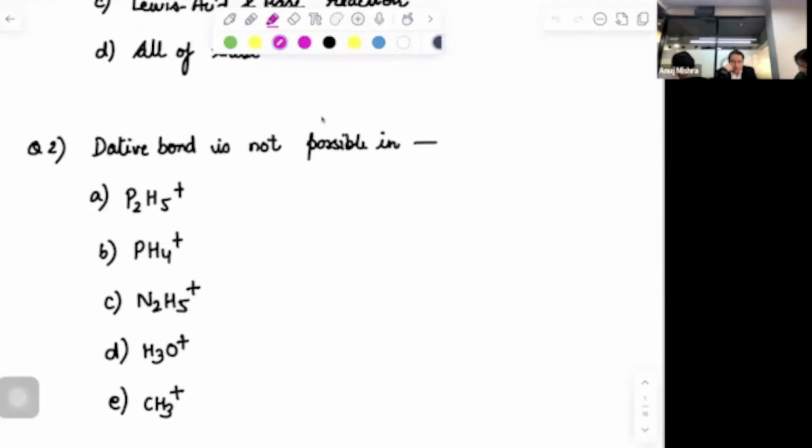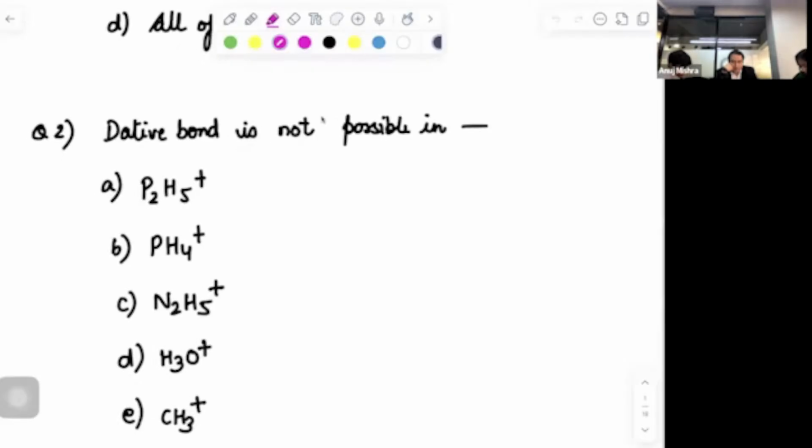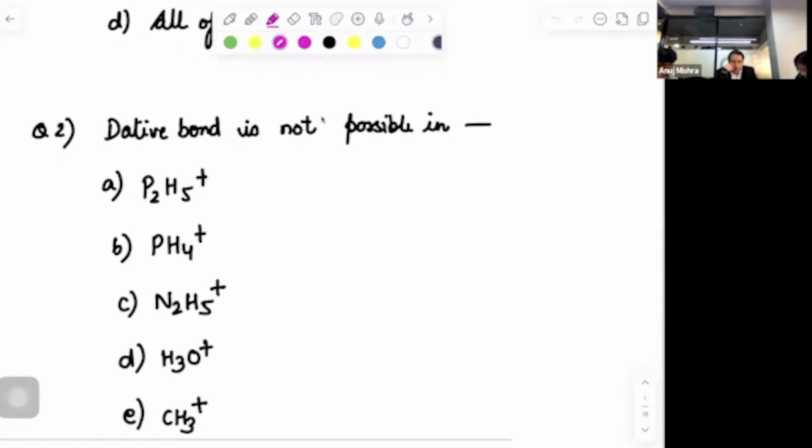Dative bond is not possible in... किसमें possible नहीं है?